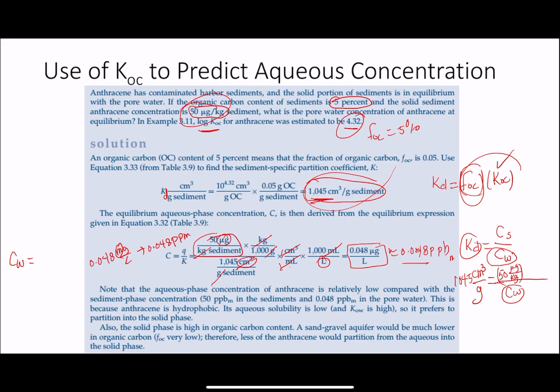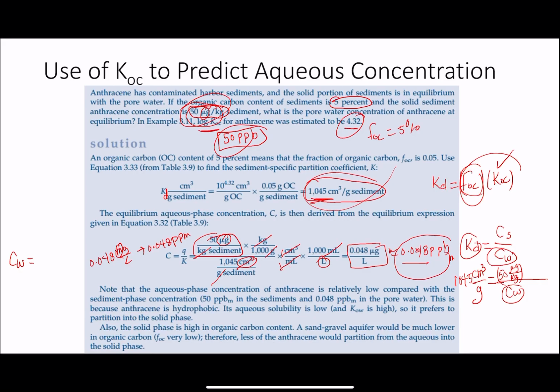And you could see the concentration of the organic in the sediment was 50 microgram per kilogram. You could convert it: milligram per kilogram is ppm, but since this is microgram, this is 50 part per billion. So you can see the concentration of the organic in the solid is 50 part per billion, while the concentration of the organic in the water is 0.048 in the water itself.